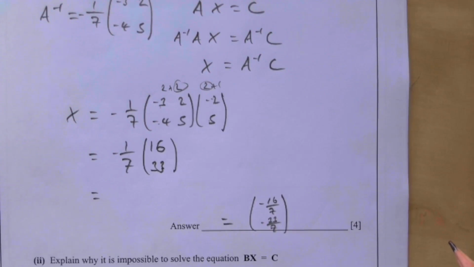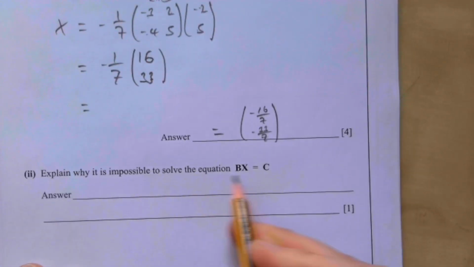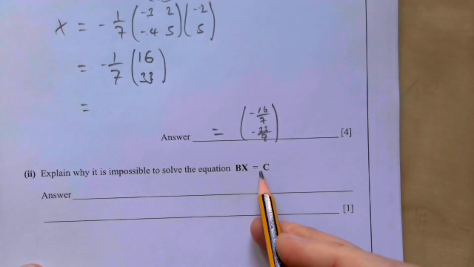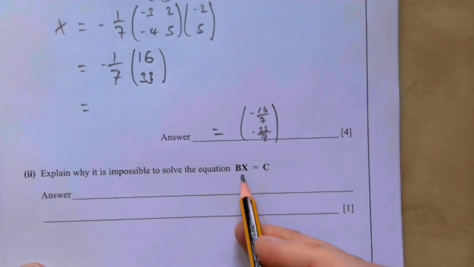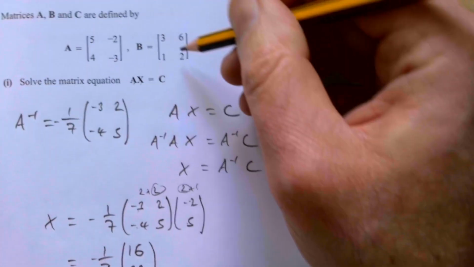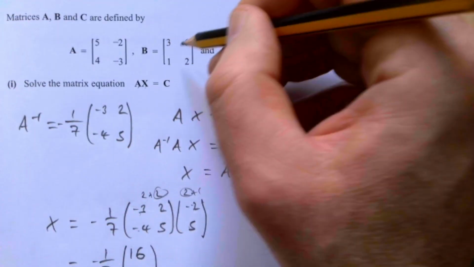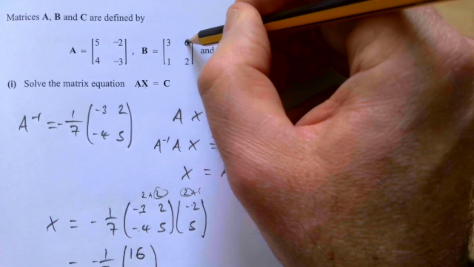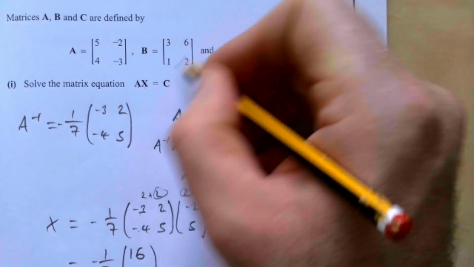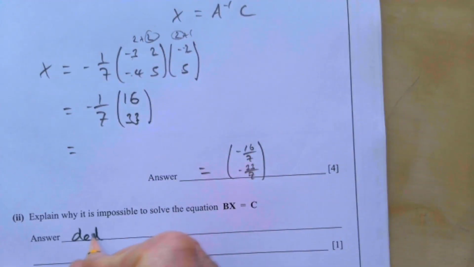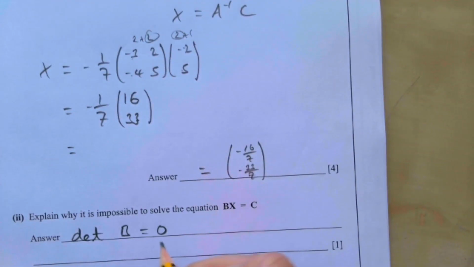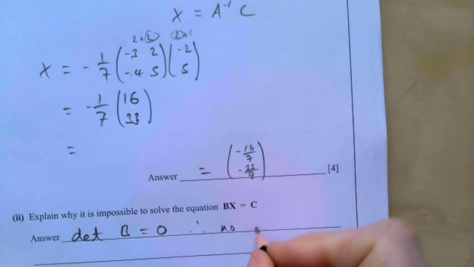Explain why it is impossible to solve the equation BX equals C. Well, let's take a look at B. What would we have to do? We'd have to find the inverse of B. So first of all, we'd be finding the determinant: 3 times 2, take away 1 times 6. Because the determinant equals 0, you can't have an inverse. Determinant of B equals 0, therefore there is no inverse.